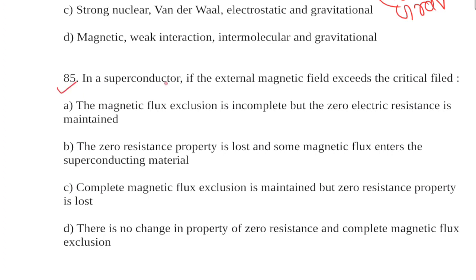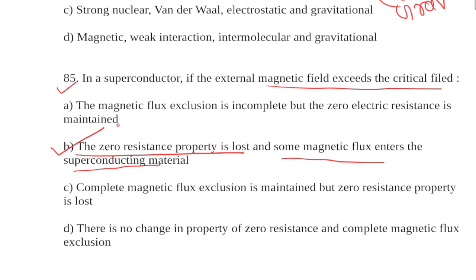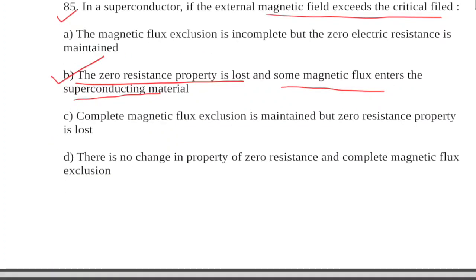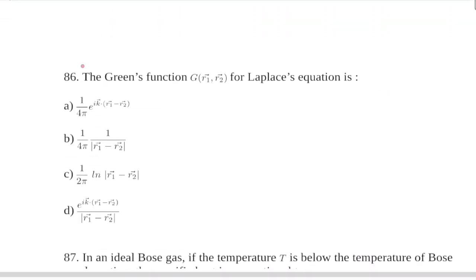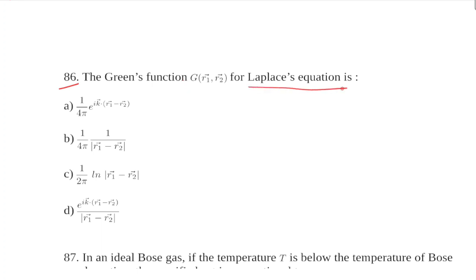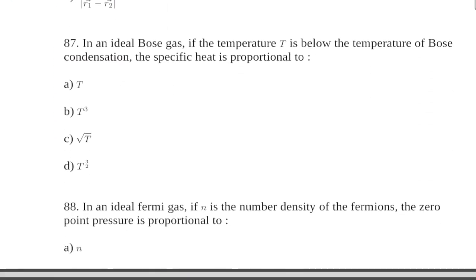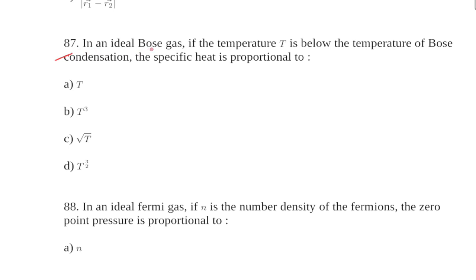Next, 85. In a superconductor, if the external magnetic field exceeds the critical field, then the zero resistance property is lost and some magnetic flux enters the superconducting material. So your correct option is option B. Next, 86. The Green's function for Laplace equation is 1 by 4 pi into 1 by mod of r1 minus r2. So your correct option is option B. Next, 87. In an ideal Bose gas, if the temperature T is below the temperature of Bose condensation, the specific heat is proportional to T to the power 3 by 2. Okay, so your correct option is option D.